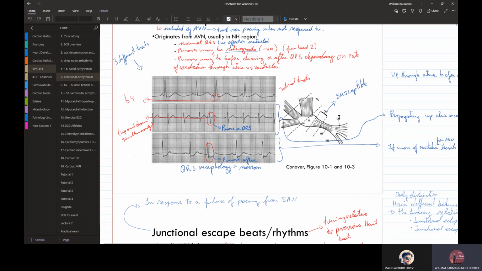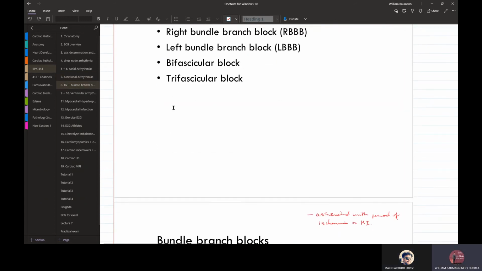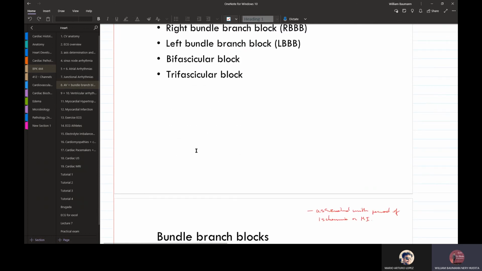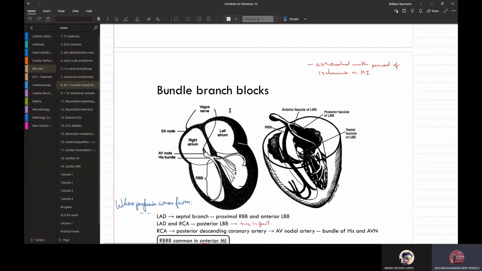This is the ventricles. The left bundle branch, the right bundle branch, and the Purkinje fibers. Does that make sense? Yes. Okay. So we have the right bundle branch, we have the left. We have bifascicular block and trifascicular block. Let's go through the anatomy so we have an understanding.